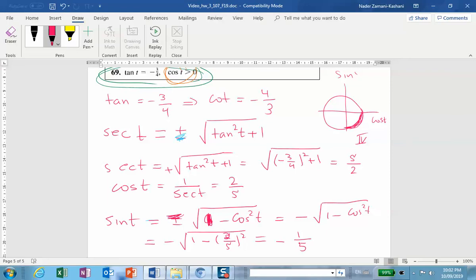And cosecant, of course. Cosecant of t is 1 over sine of t. And sine of t came out to be, right, minus 1 over 5. So this is going to be minus 5. And I think we have done everything.